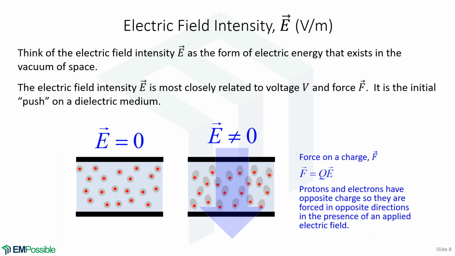When we apply the electric field, it stretches those electron orbitals, and it comes from the Lorentz force law. For electric fields, the force on a charge is simply the charge times the electric field. The electron orbitals have a negative charge. The nuclei have a positive charge, so they get forced in opposite directions and they get stretched, and that's storing the charge. But the electric field intensity is just the push that does this.